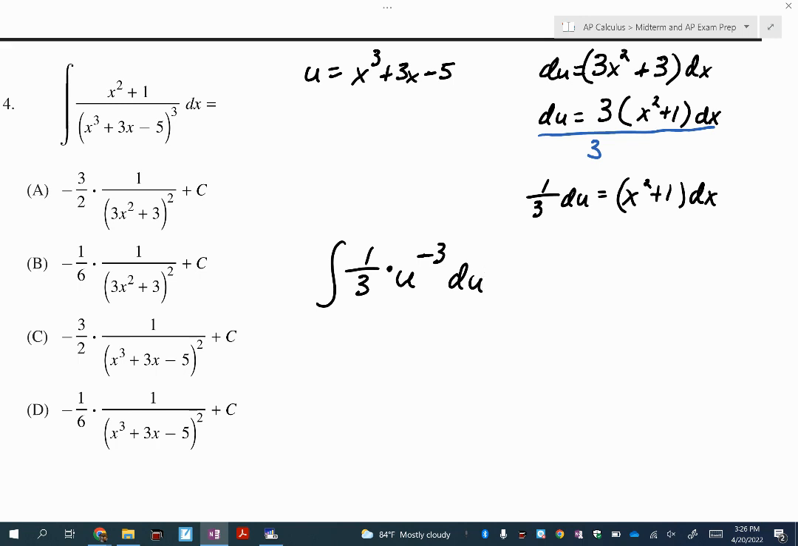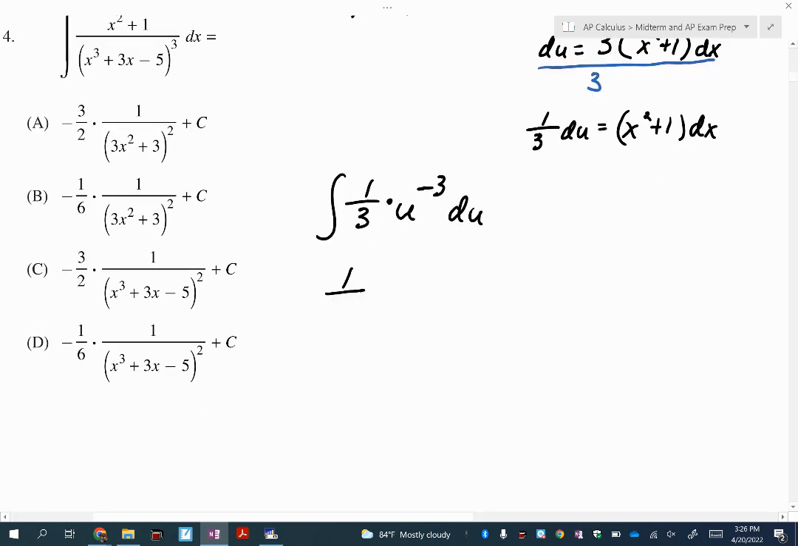All right, and then this numerator and dx is the same as 1/3 du, so I put 1/3 and du. I actually skip this step. I just put them together in my head and write this immediately, so 1/3 out front.